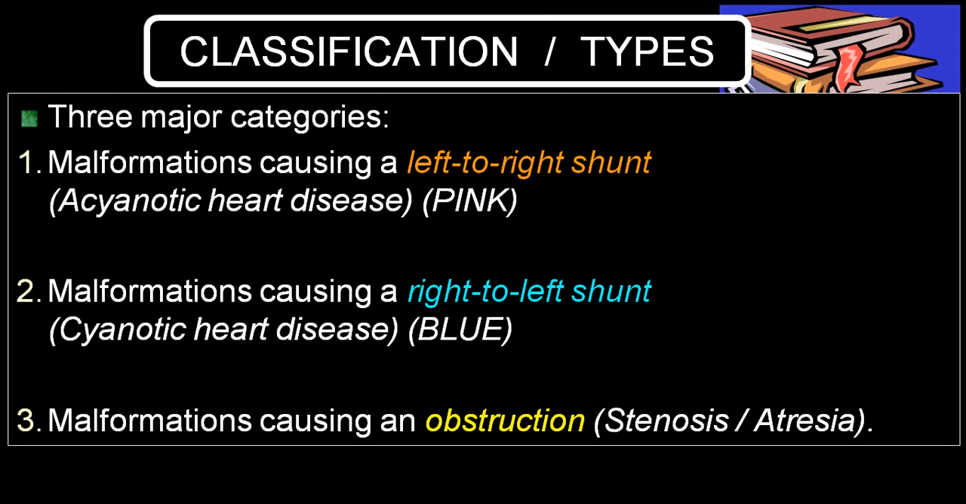We already mentioned that we divide into three big groups. We call left to right shunt, or acyanotic heart disease, a pink baby. We call right to left shunt, or cyanotic heart disease, a blue baby. And obstructive disease, where usually there is a stenosis or atresia of valvular structures, particularly outlet obstructions like pulmonary stenosis, aortic stenosis, etc.